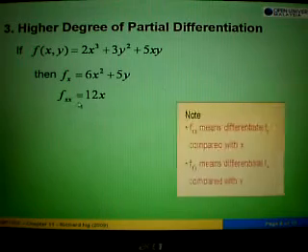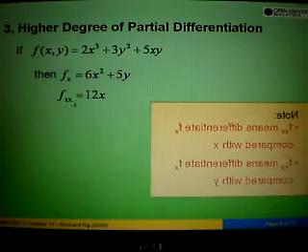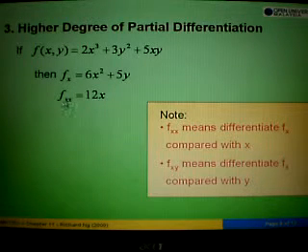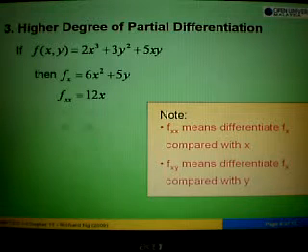Now in order to find fxx, what is fxx actually? fxx means we differentiate fx compared with x. The same goes for fxy, means differentiate fx compared with y. Since here we are asked to find fxx, we need to continue from fx and differentiate compared with x. Since there is x here, when we differentiate, we will get 2 times 6, 12, power minus 1, remainder 1. So we have 12x. Here there is no x, we ignore it. So the answer is 12x.